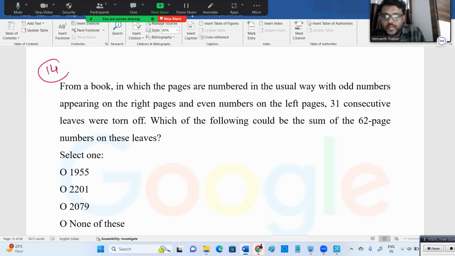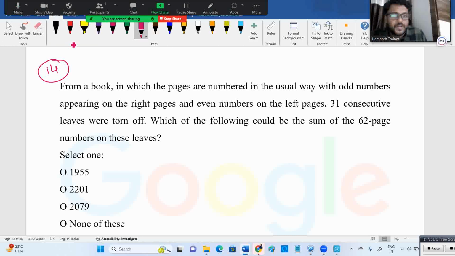And here, from a book in which the pages are numbered in the usual way, with odd numbers appearing on the right pages and even on the left pages, 31 consecutive leaves were torn off. Which of the following could be the sum of the 62 page numbers on these leaves? So 31 consecutive leaves were torn off, taken out from a book. 31 pages are removed.